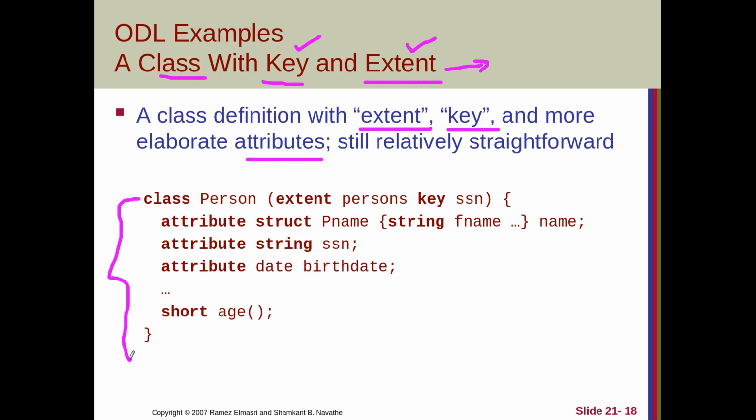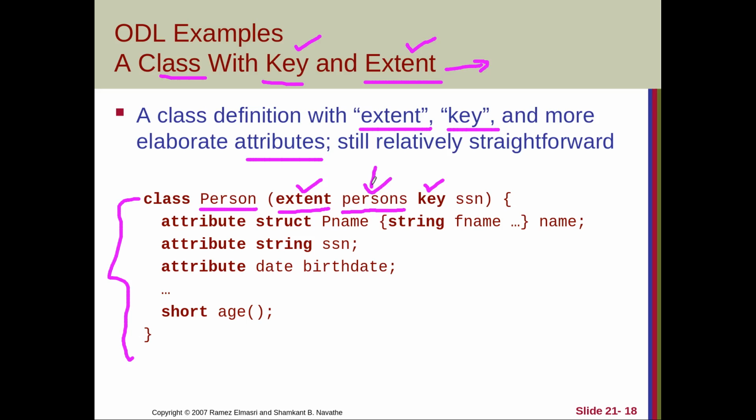So we can see this particular example. Class person, which is similar to the previous syntax. Person is the name of the class. Then within parentheses, normal brackets, we can specify the extent as well as key. Just after the specification of the class name, within brackets, we need to use another keyword called extent, then give a space, then provide the name of the extent. I am giving here persons.